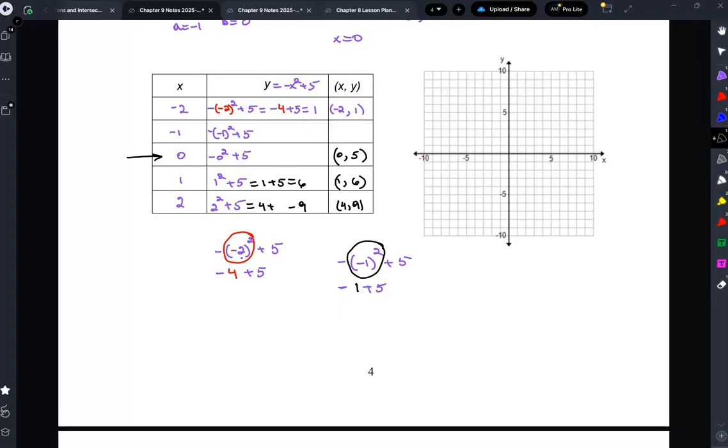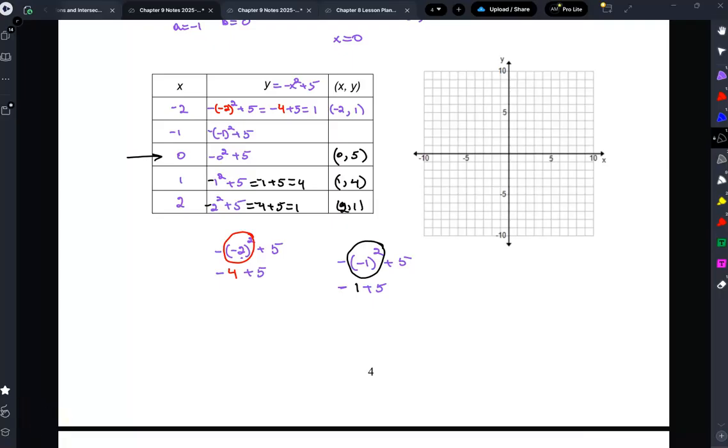Oh no, I forgot the negative. Is it 4 and 9? Oh my god, hang on. There is a negative there. So this is negative 1, negative 4. So this is 4, 1. But again, I do the negatives and not the positives.